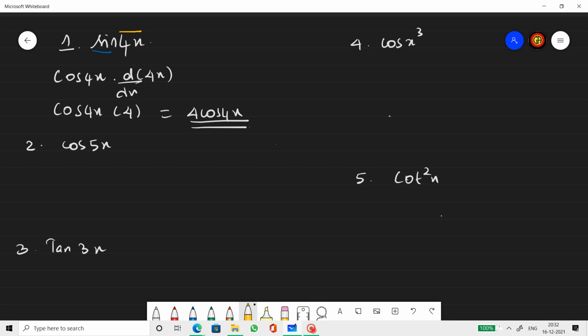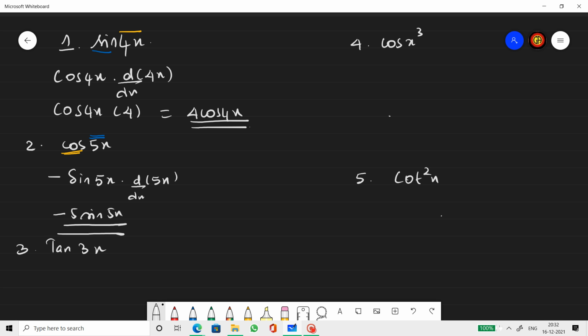Next question is cos 5x, similar to sin 4x. The main function is cos, the sub function is 5x. So we first differentiate cos. Cos differentiation is minus sine. So minus sine of 5x into differentiation of 5x, which is minus 5 sine 5x.